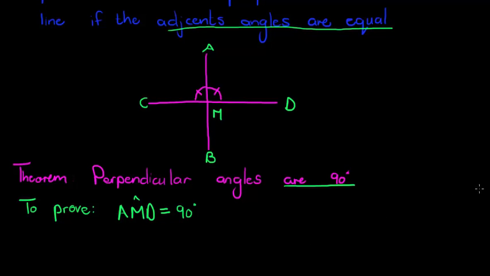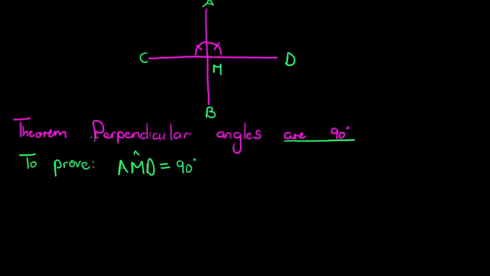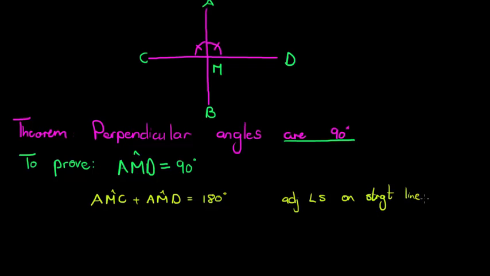Okay, for time's sake, I'll continue and I'll show you the way I would have proven it. I would have said that angle AMC plus angle AMD is equal to 180 degrees. Why? Adjacent angles on a straight line. And then I would say, but, okay, I use little words like but and also to help the reader of my proof understand what I'm saying.